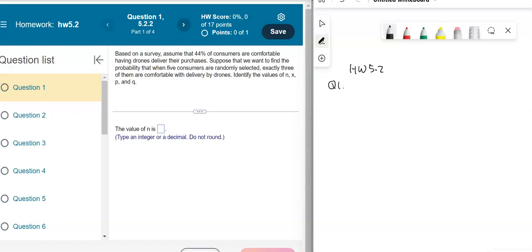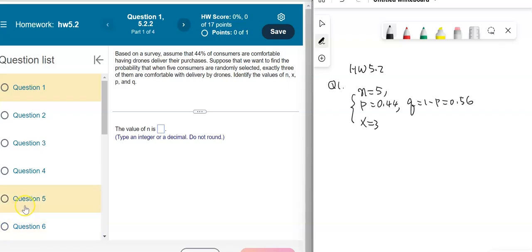Based on a survey, assume that 44% of consumers are comfortable having drones deliver their purchases. Suppose that we want to find the probability that when 5 consumers, so 5 consumers, that means n equal 5. We already know p equal 0.44. That means Q equal 1 minus P, which is 0.56. And then when 5 consumers are selected, exactly 3 of them, so X equal 3.